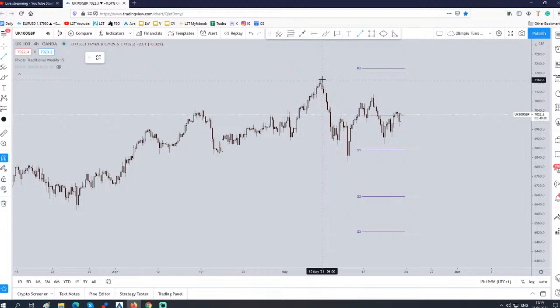Right now it's traded around the weekly pivot point, and let's wait and see how the FTSE 100 will react. Maybe a valid breakout here will signal further growth, or something like a valid breakdown will signal a potential drop. We'll have to wait for a valid breakout from this pattern.